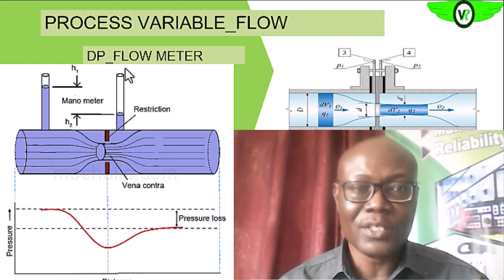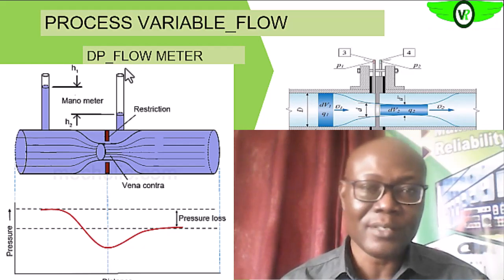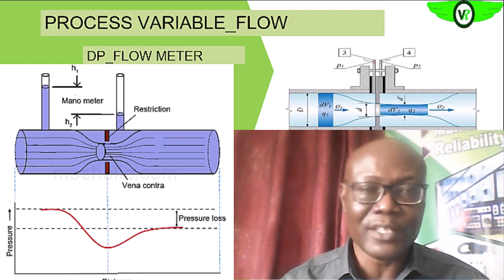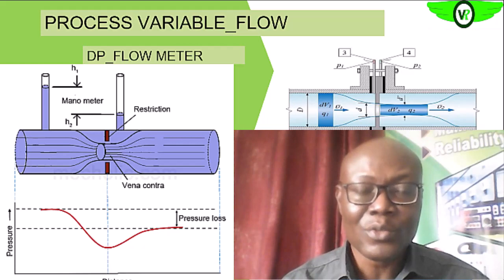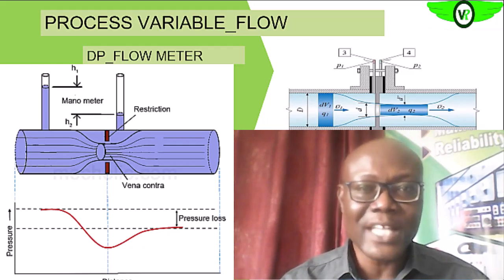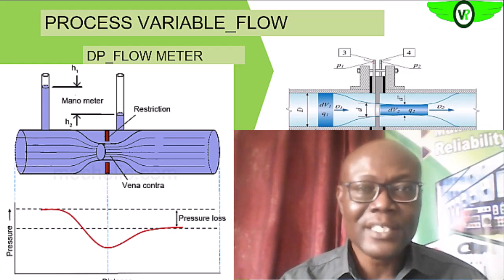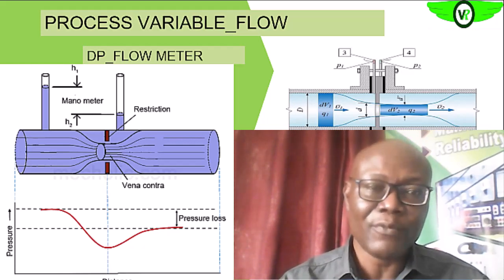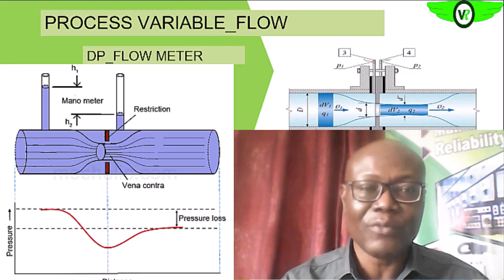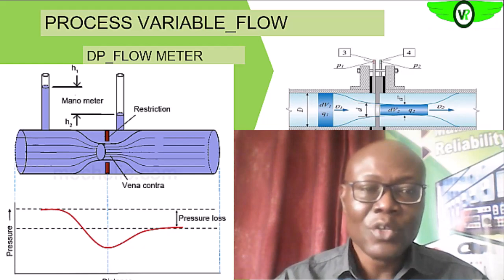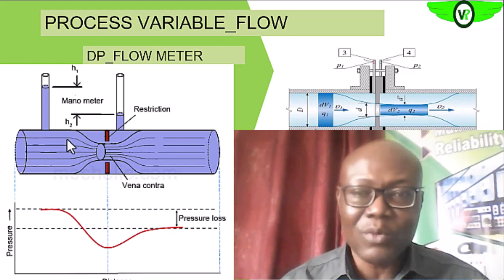So what this meter, or this system of measuring flow, does is that it creates a pressure difference across a section of the flow stream. With that pressure difference, we can determine the flow rate of the fluid through that section of our process or of our pipeline. So that is exactly what is represented here.